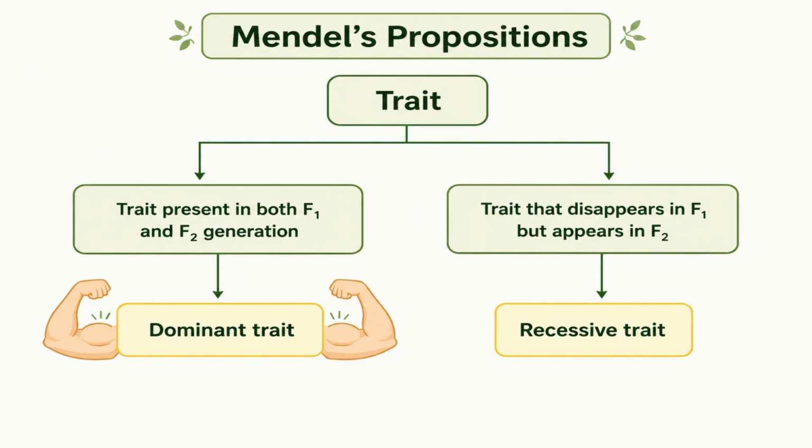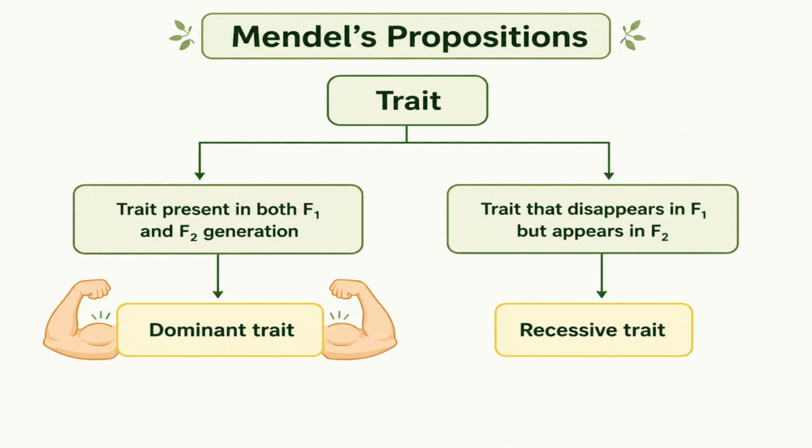Now students, carefully observe this diagram because it explains one of the most important ideas given by Mendel. Mendel noticed that when two contrasting traits were crossed, both traits did not behave in the same way. One trait remained visible in both the F1 and F2 generations. This trait was strong enough to express itself even in the presence of another trait. Mendel called this the dominant trait.